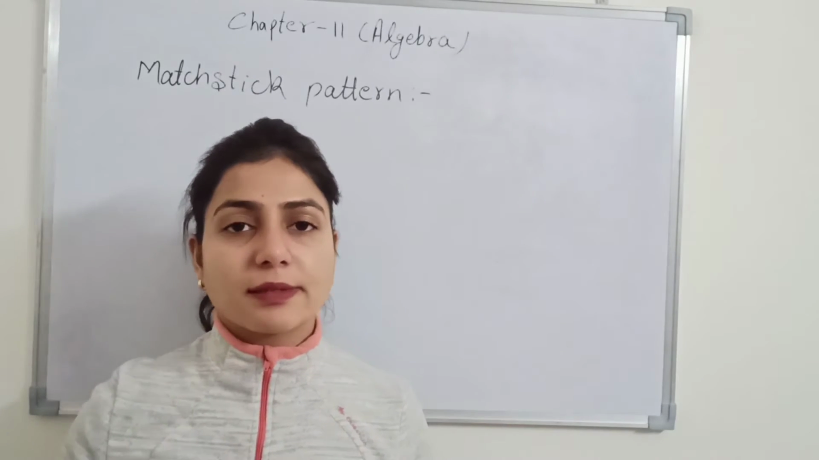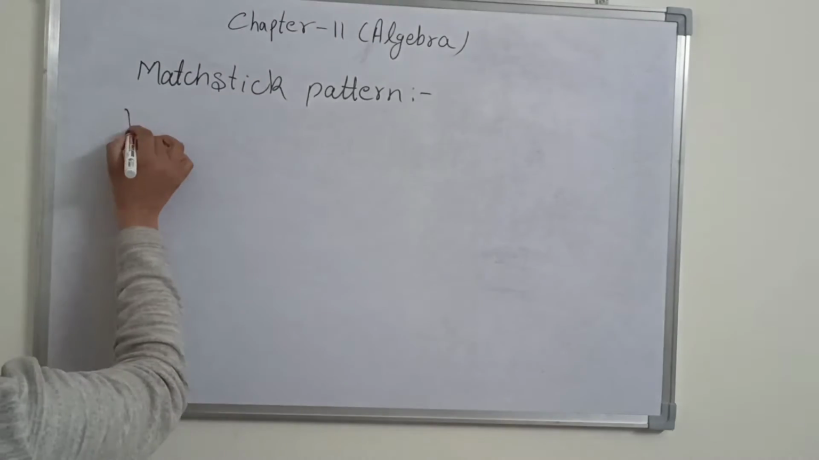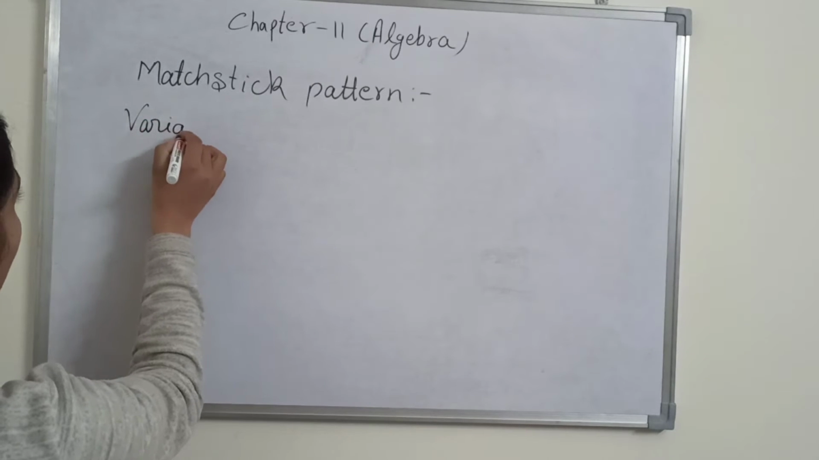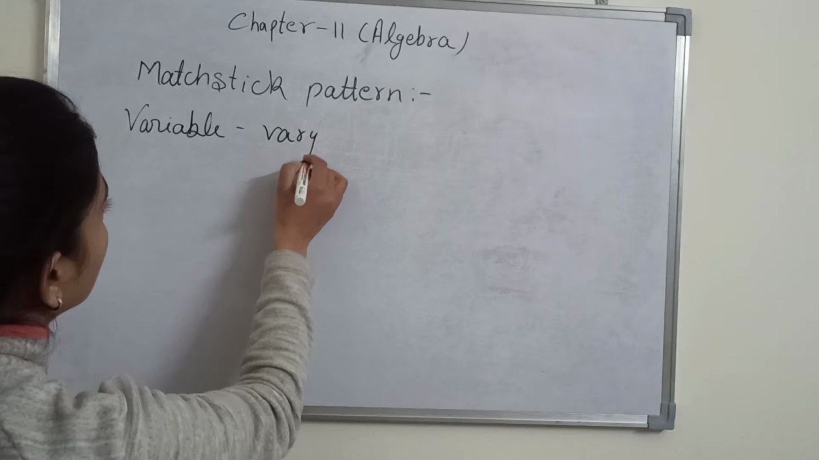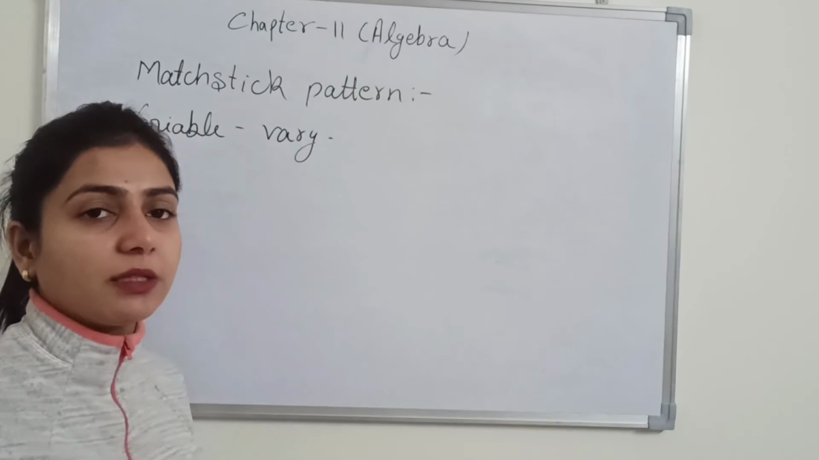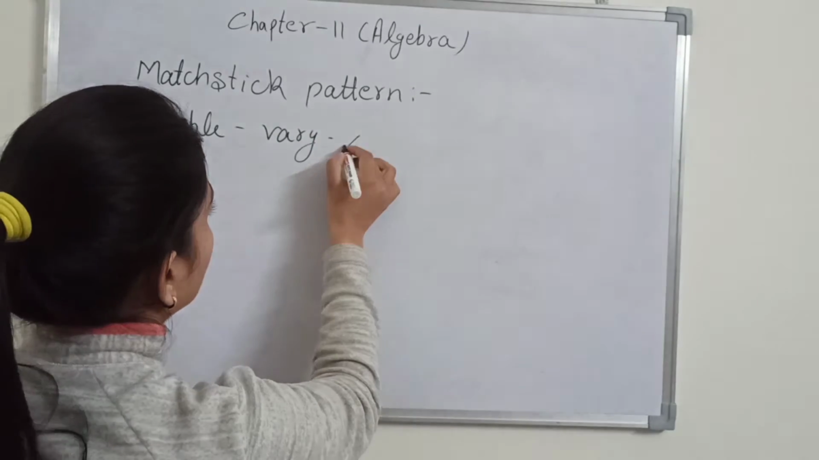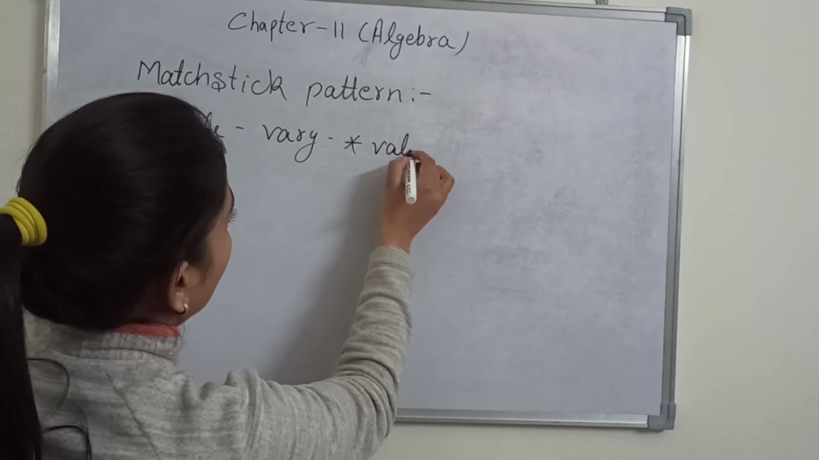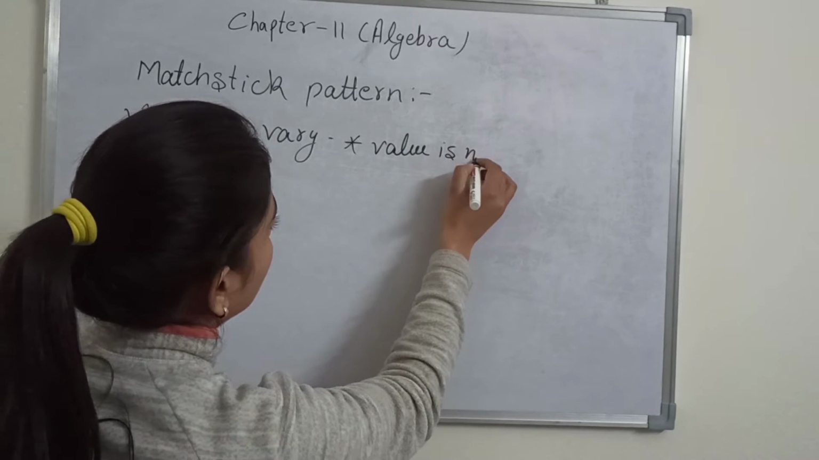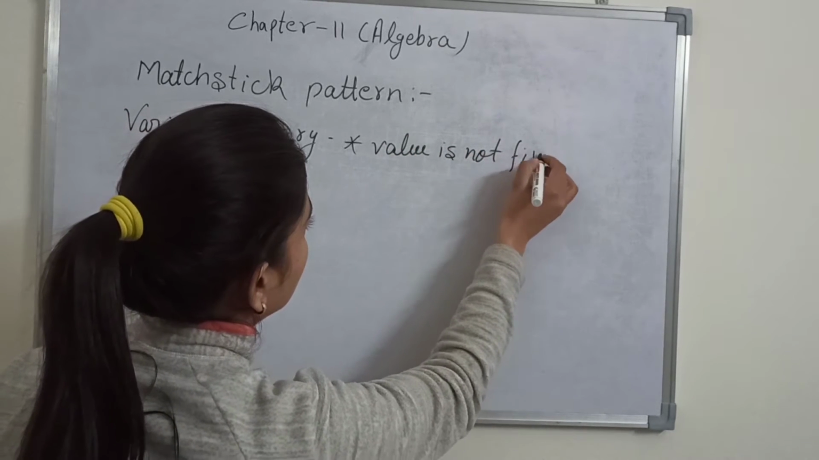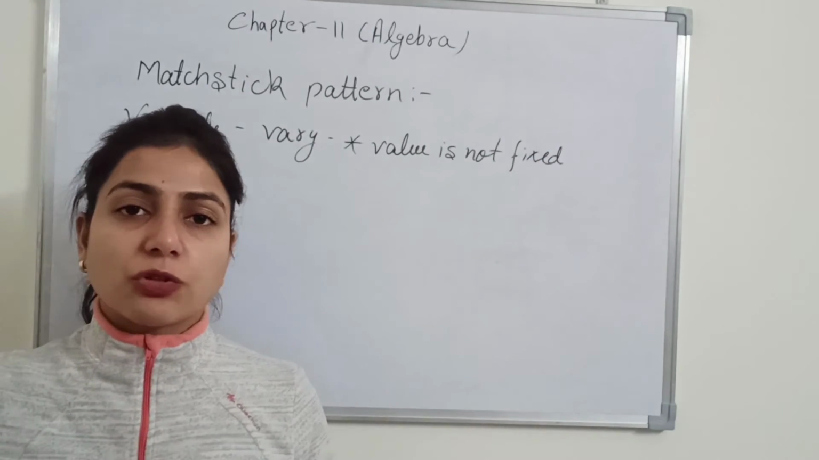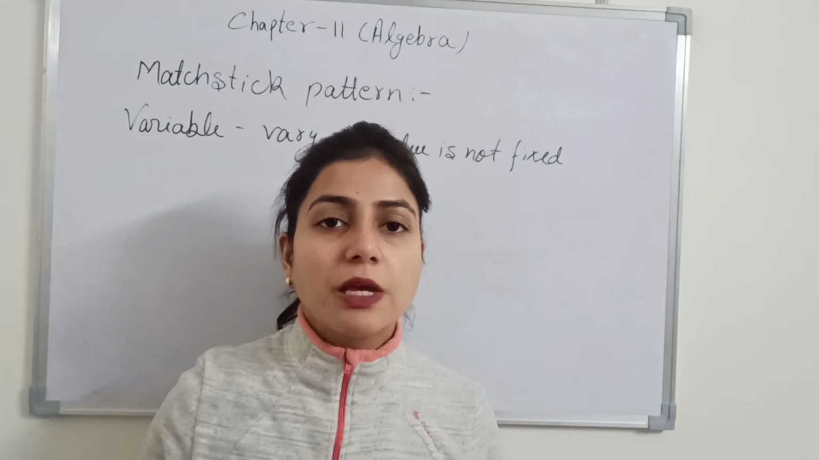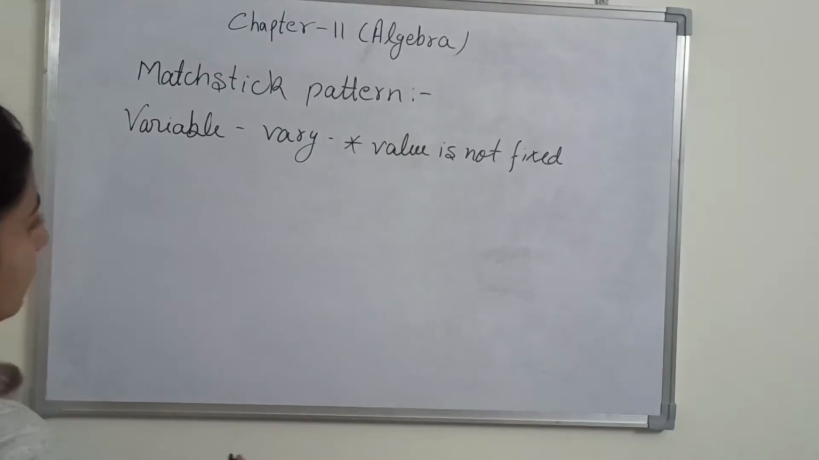But before taking another example, first we will discuss variables. What is a variable? As you know, variable means that it can be changed. Its value is not fixed. Variables are alphabets. Its value is not fixed. It depends on the question. It can be changed.